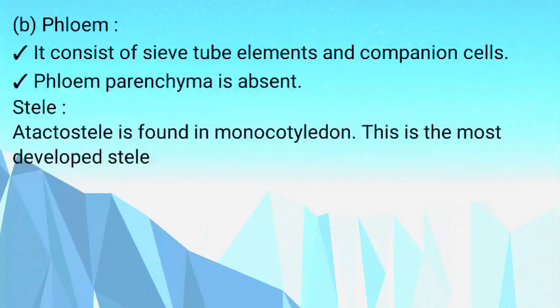The next one is phloem. Phloem consists of sieve tube elements and companion cells, but phloem parenchyma is absent.